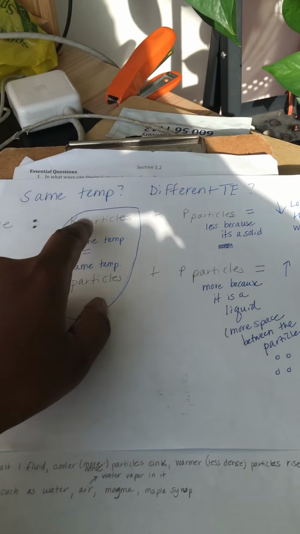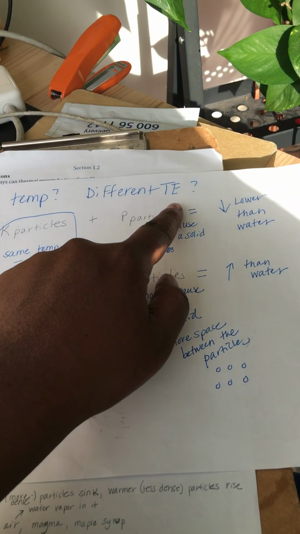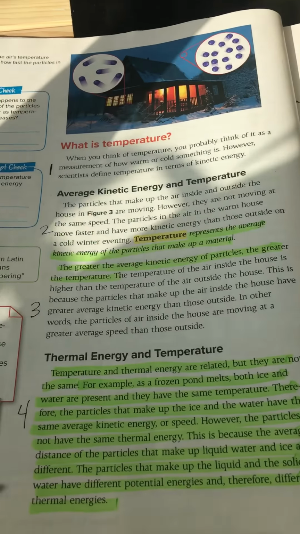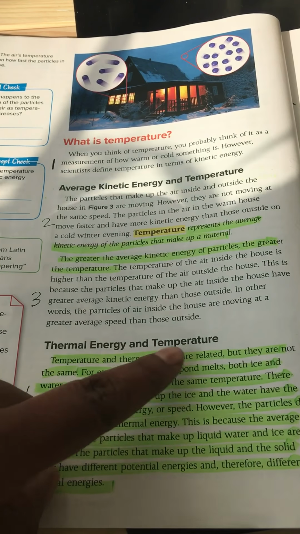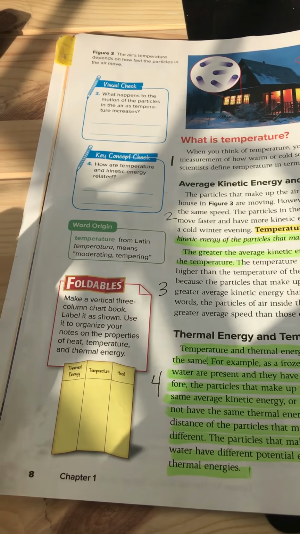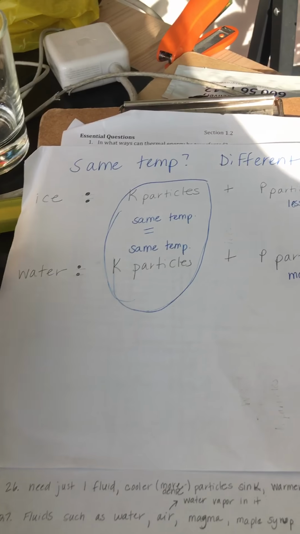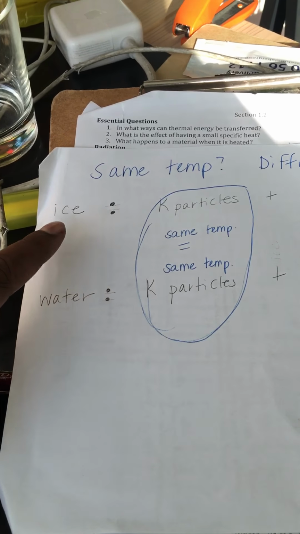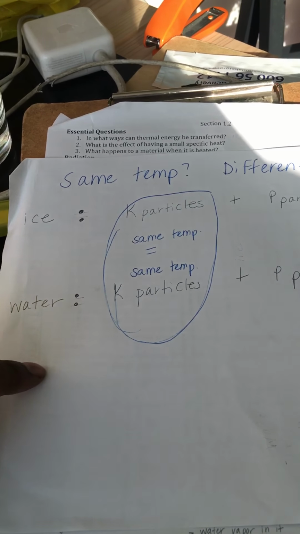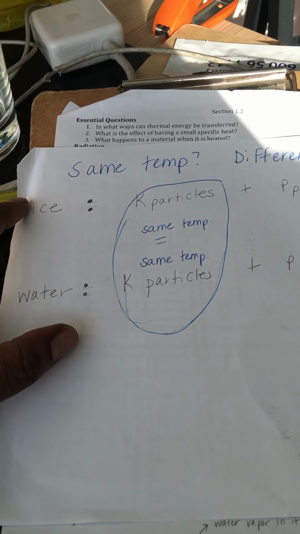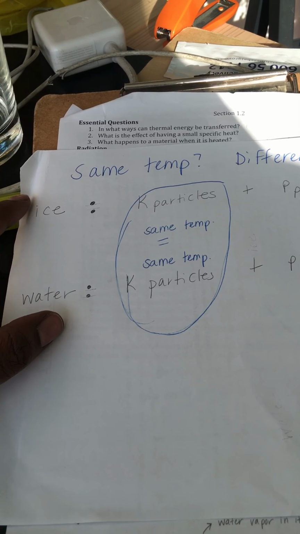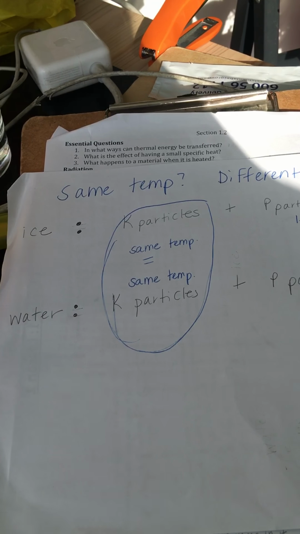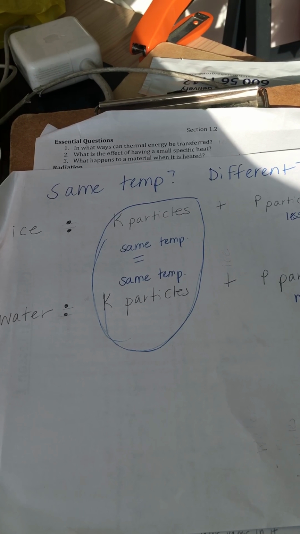One thing that was really important that you need to know is how two things could have the same temperature but different thermal energies. And that was actually talked about in this paragraph right here, thermal energy and temperature. So paragraph number 4 on page 8. And I just wanted to show you this because this is going to come up on the test. So let's say I have ice and water. And I had a piece of ice and it starts to melt and become water. So now I have ice water. So I have ice that's in water.